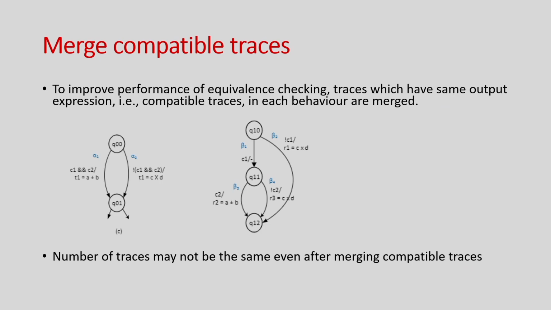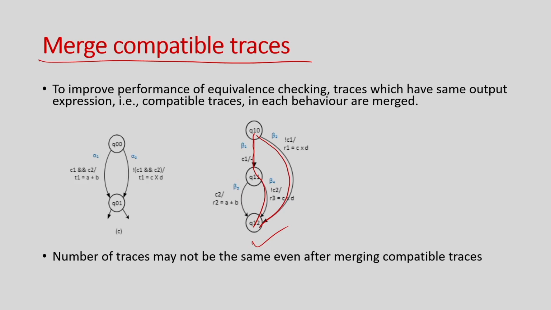Next is very interesting, the merge compatible trace. What am I going to do? We identified that the number of traces in both the behaviors may not be the same, but there may be some traces within a behavior. I am not taking 2 behaviors now, I am going to take a single behavior. Let us say I took this behavior, and I try to identify 2 traces. This is trace 1, this is my trace 2.